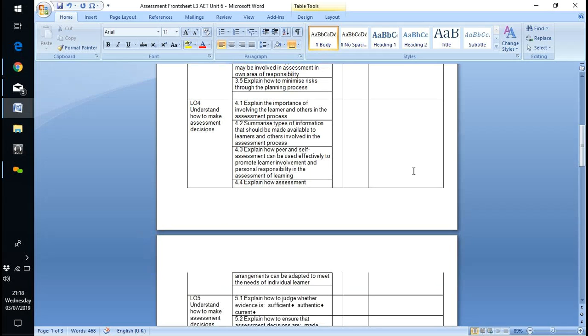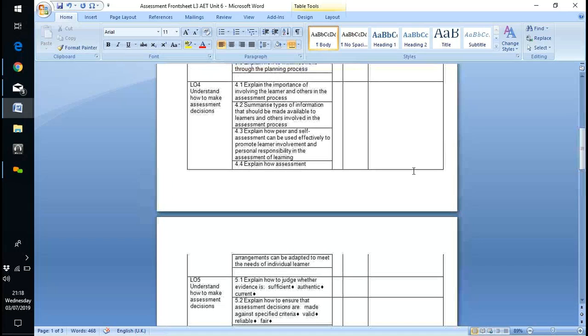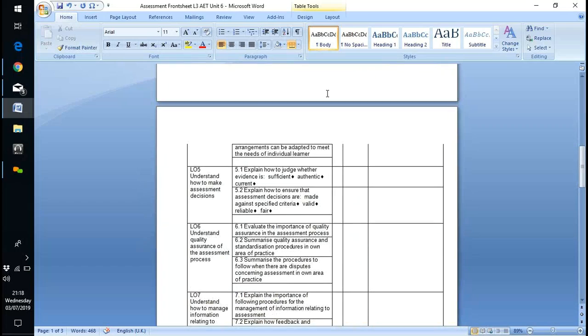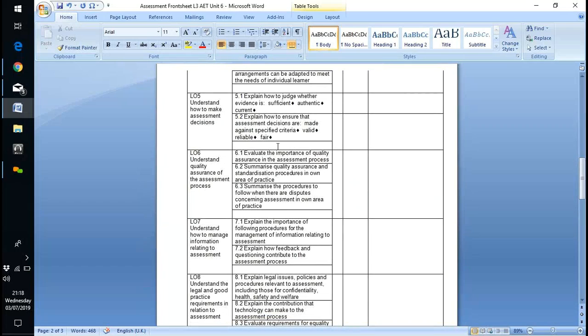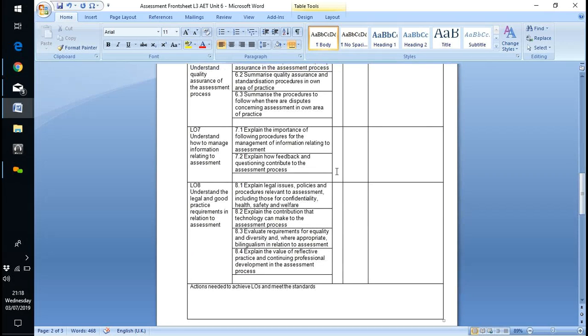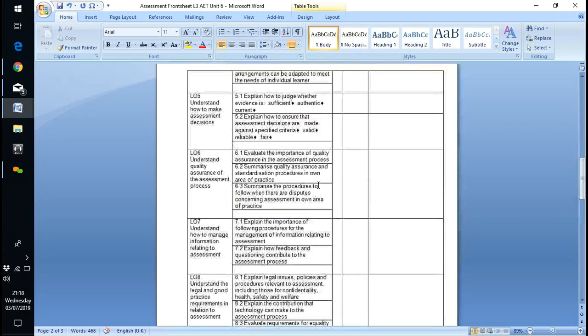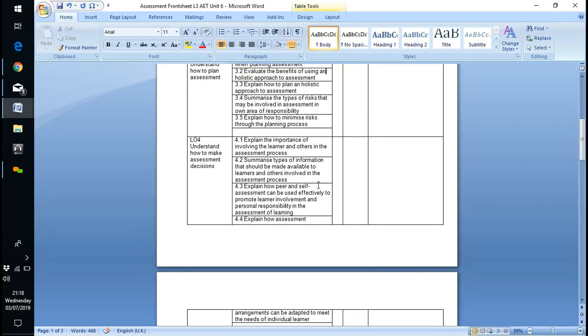This is why on the level 3, it's not so bad, because most of it is explain. You get a summarise, and you've got an evaluation in there as well. But most of it is explain or evaluate. There are no analyses in the level 3. It's basically making sure that you've got the command verb right, and you've done exactly what it's asking you to do with the command verb.